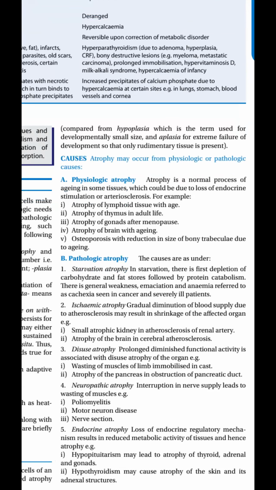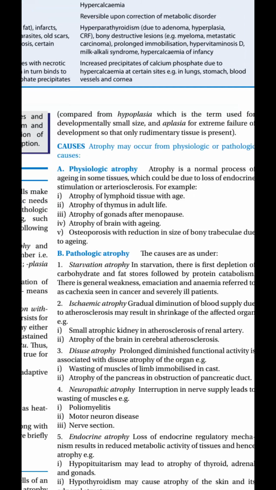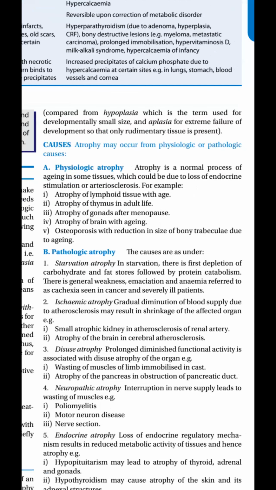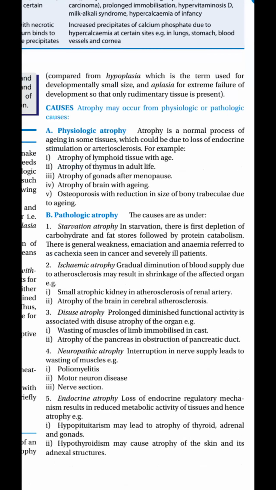The other reasons for pathological atrophy: first is starvation, second is ischemia, any neuropathy, fasting, disuse atrophy, which would be prolonged diminished functional activity. As I told you, because of any reason that they are not able to use it, there you will see fasting, disuse atrophy. Neuropathic is when there is nerve damage, paralysis, motor neuron disease, poliomyelitis, Duchenne atrophy. The main disease which comes under this is Duchenne atrophy.